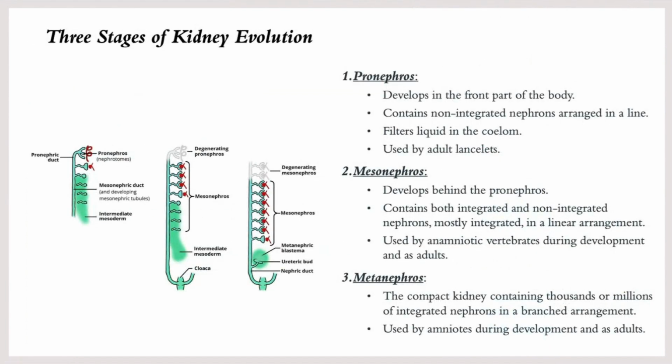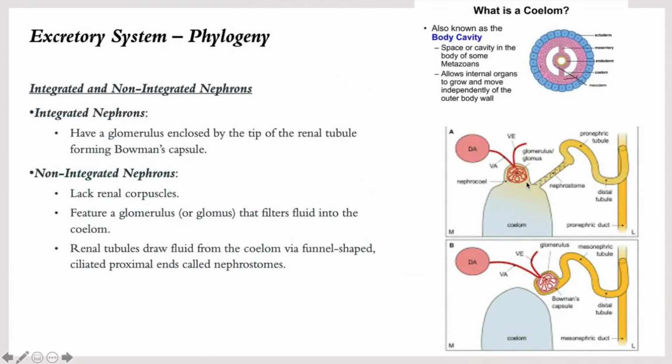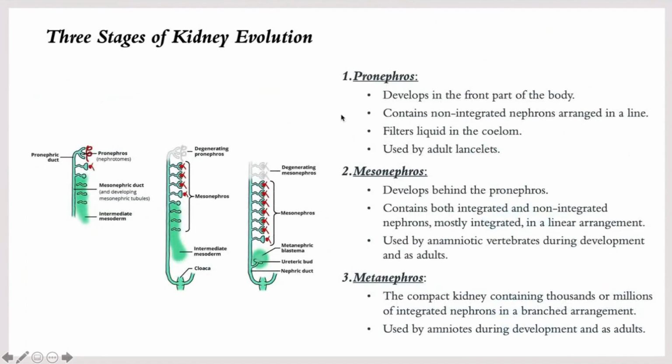Now there's 3 stages of the kidney evolution. We're going to start with the pronephros, which is all the way here on the left. These are the pronephros. They develop in the front part of the body. They have non-integrated nephrons, meaning that they have basically this structure. This is the non-integrated nephrons. And they filter the liquid directly into the coelom, which was the body cavity. Adult lancelets, which are the early chordata, use pronephros.